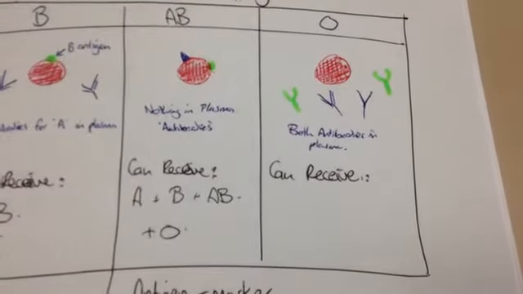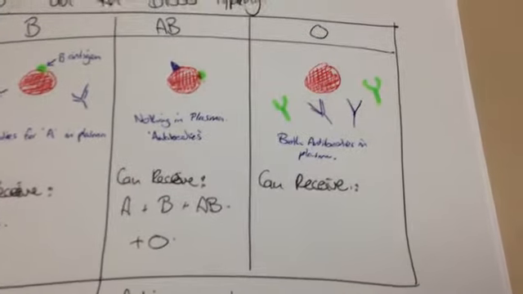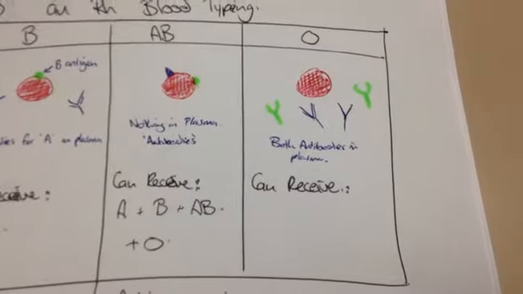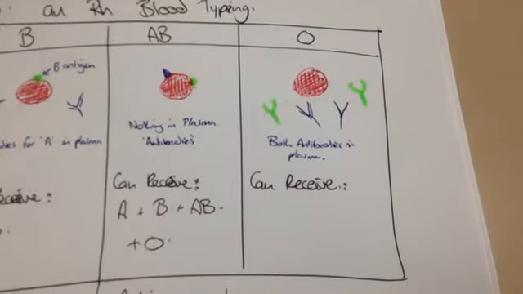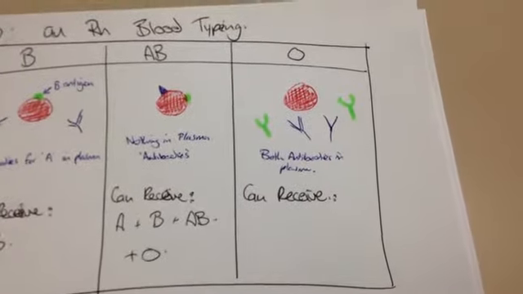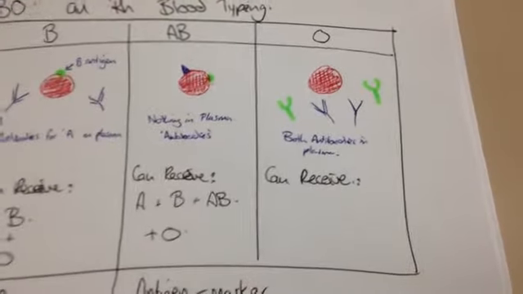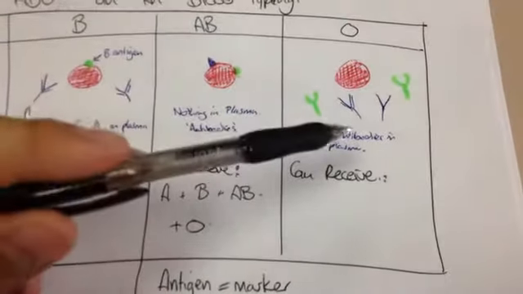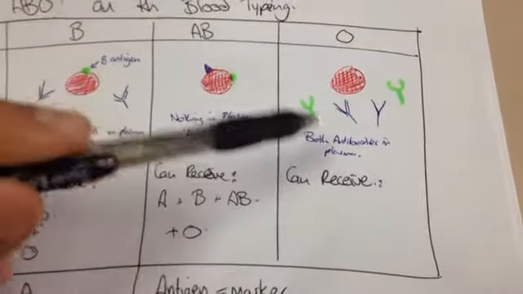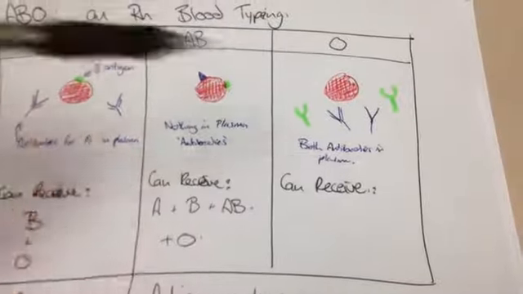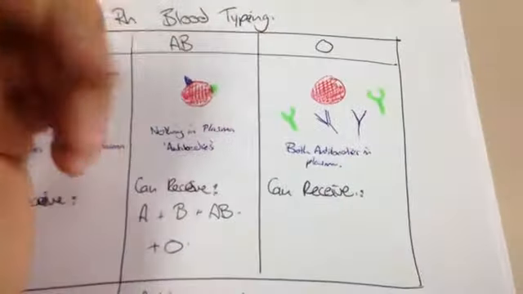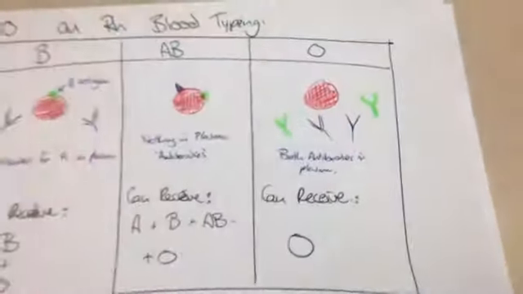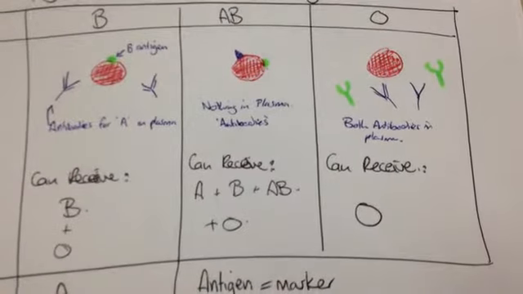Okay, so now we're going to go for a person who's got O-type blood. So he's got antibodies for both: antibodies for A and antibodies for B. So could we give him A? No, because we've got antibodies against it. Could we give him B? No, because we've got antibodies. A and B, definitely not. So basically, O is a little bit screwed. He can only get O. So you can only receive O blood.